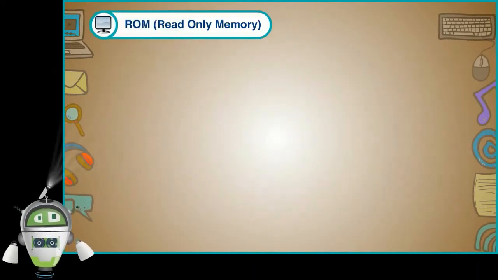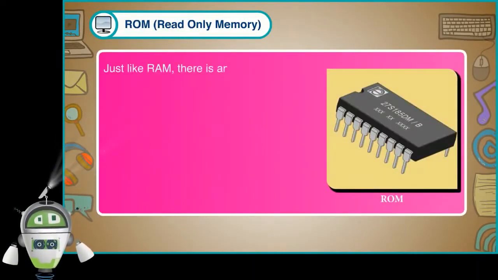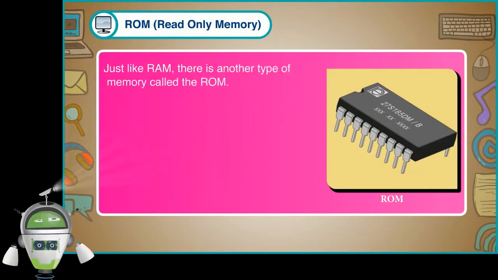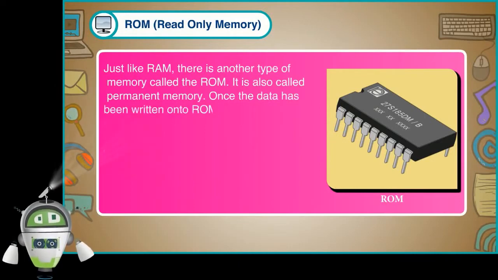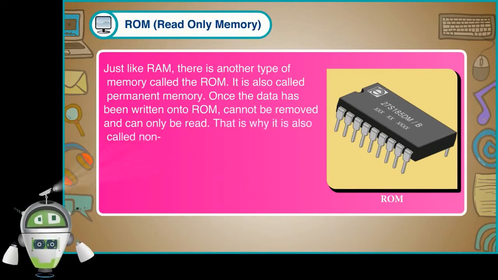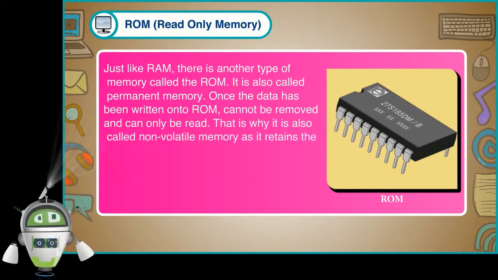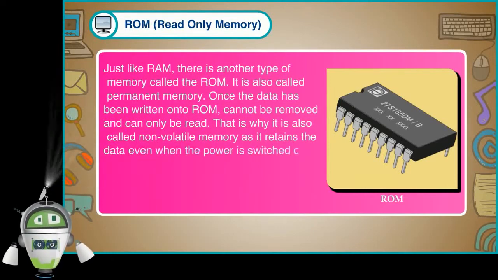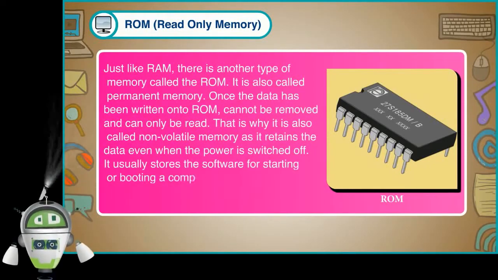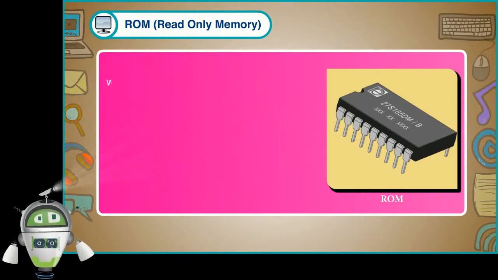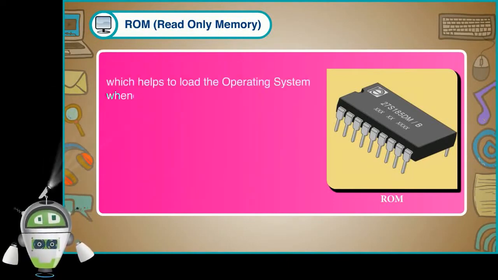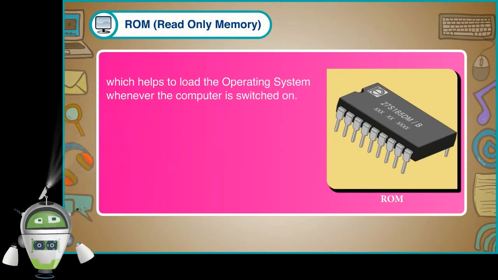ROM, read-only memory. Just like RAM, there is another type of memory called the ROM. It is also called permanent memory. Once the data has been written onto ROM, it cannot be removed and can only be read. That is why it is also called non-volatile memory, as it retains the data even when the power is switched off. It usually stores the software for starting or booting a computer called BIOS, Basic Input or Output System, which helps to load the operating system whenever the computer is switched on.